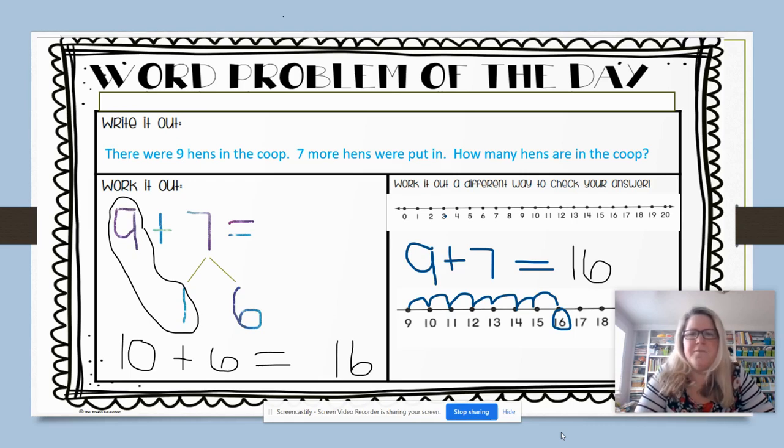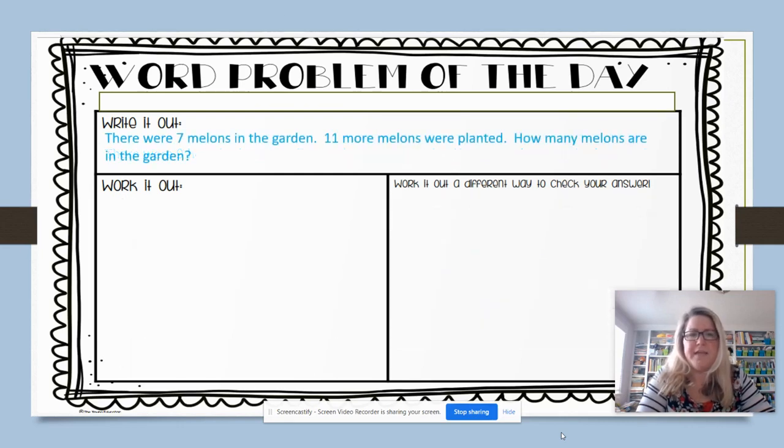So now that I've modeled this, I'm going to give you a different problem, and you're going to work it out. Now, remember, you can use the strategies that I just showed you, or you can use a 10 frame, or you could use drawing it out, you could group it. Think of a way that you could do it. You could even do it by using subtraction. Maybe that is easier for you.